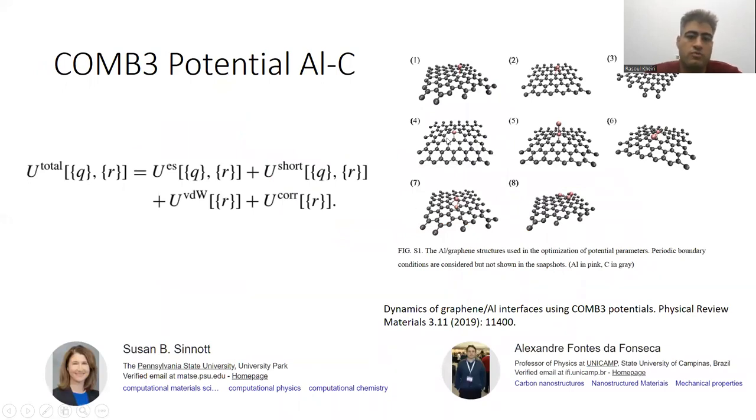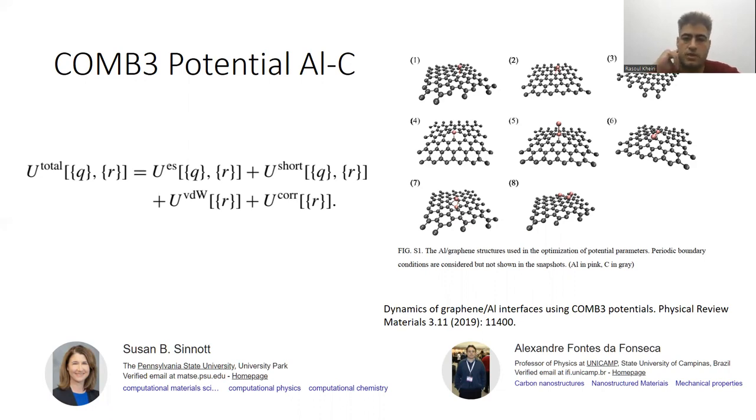So for the potential between carbon atoms and carbon, aluminum atoms, we use the COMB3 many-body potential. This potential is the third generation of COMB potential. And COMB potential is a charge-optimized many-body potential. And there are four terms: electrostatic, short range, van der Waals, and correlations.